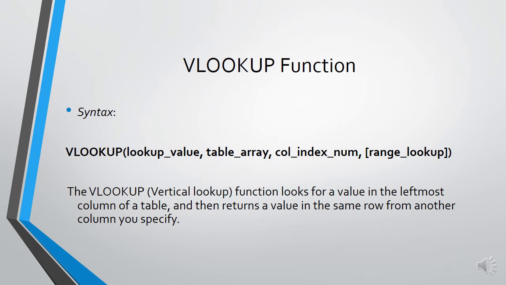Today we look at the VLOOKUP function. The VLOOKUP function, where the V stands for vertical lookup, looks for a value in the leftmost column of a table and then returns a value in the same row from another column you specify.